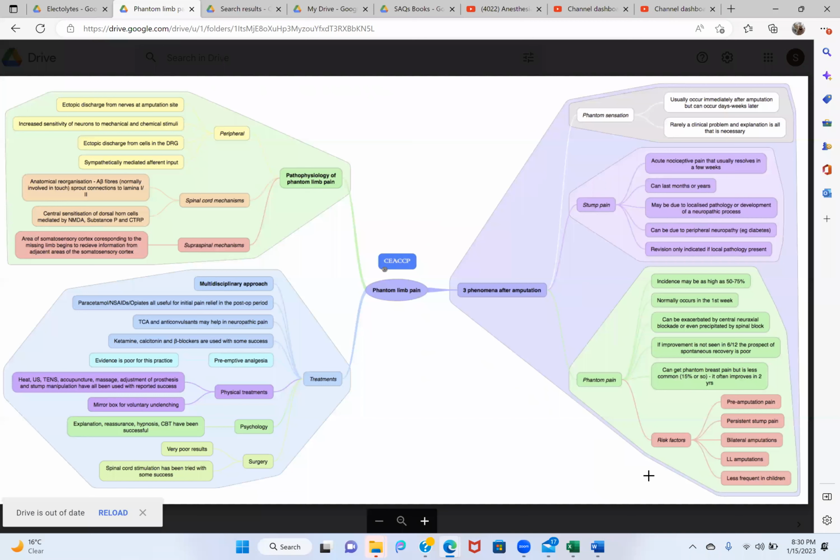Okay, so this is an FRCA mind map. It is a very good way. I suggest all of you make mind maps like this. Whenever you are studying a topic, try to have points like this. So you see the risk factors: pre-amputation pain, one of the biggest factors; persistent stump pain; bilateral amputation. Lower leg amputations are less frequent in children. Incidence may be as high as 50 to 75%, normally occurring in the first week. It can be exacerbated by central nervous block or even precipitated by a spinal block.